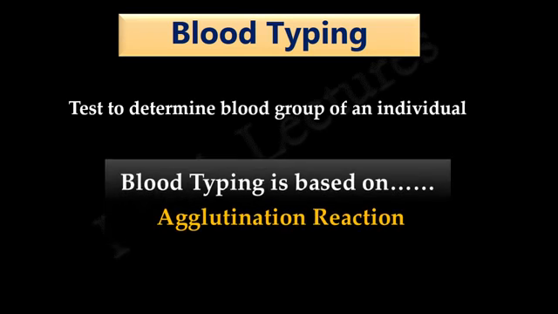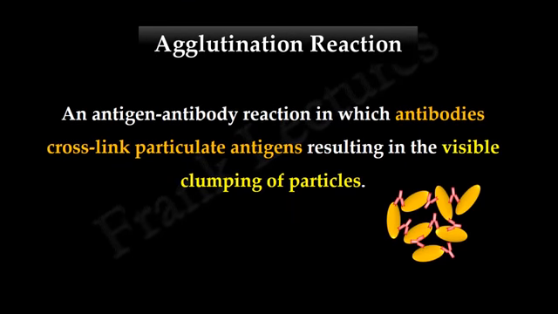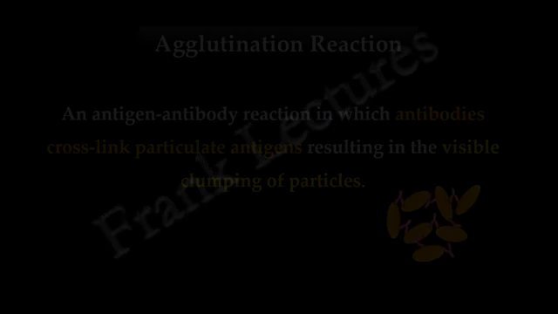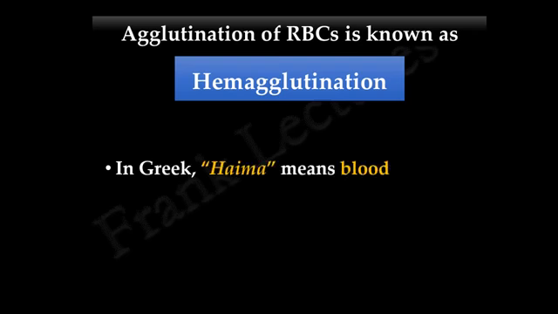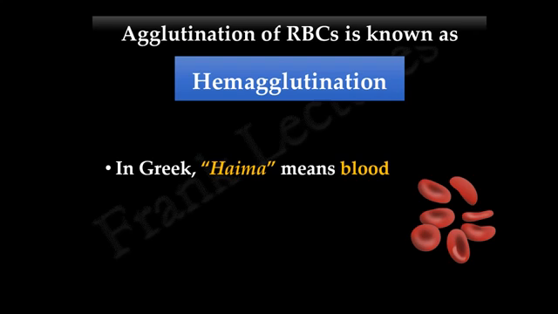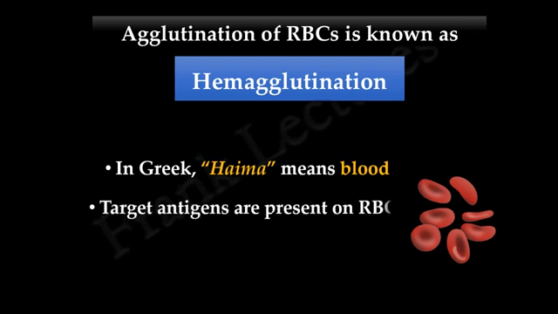This test is based on agglutination reaction. Recall that agglutination reaction is an antigen-antibody reaction in which antibodies cross-link particulate antigens resulting in the visible clumping of particles. Agglutination of red blood cells is known as hemagglutination. In Greek, hema means blood. So, hemagglutination is the clumping of red blood cells. The target antigens in this case are present on red blood cells. When specific antibodies to these antigens are added, the antigen-antibody reaction results in agglutination, which is visible as red granules.